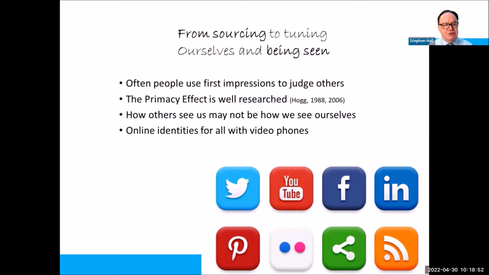I'd like to now tune into the second part, moving from sourcing to tuning. So remember, we've got three major areas we're looking at: sourcing, tuning, and sharing the storyline. Coming into tuning.